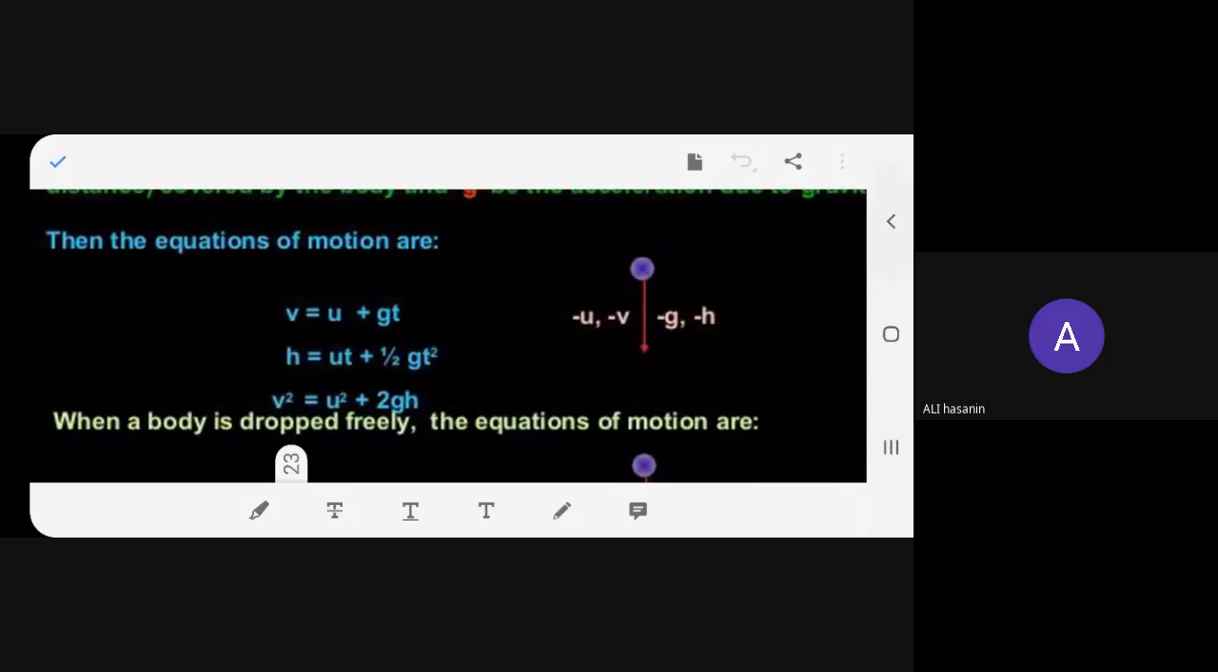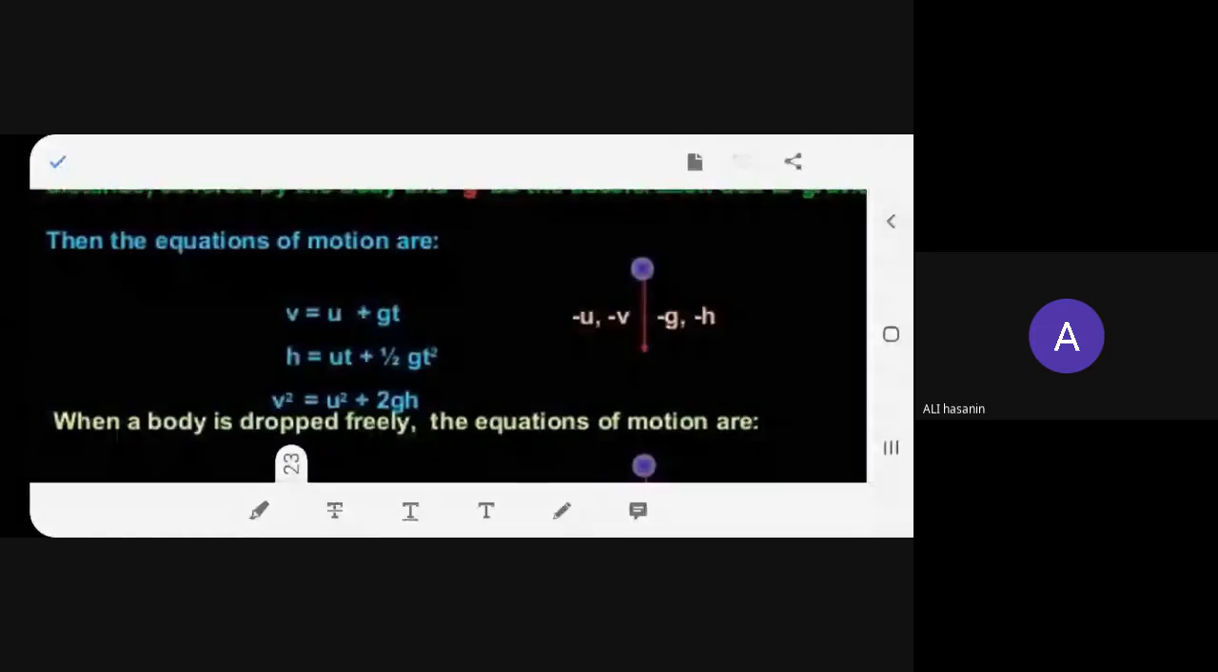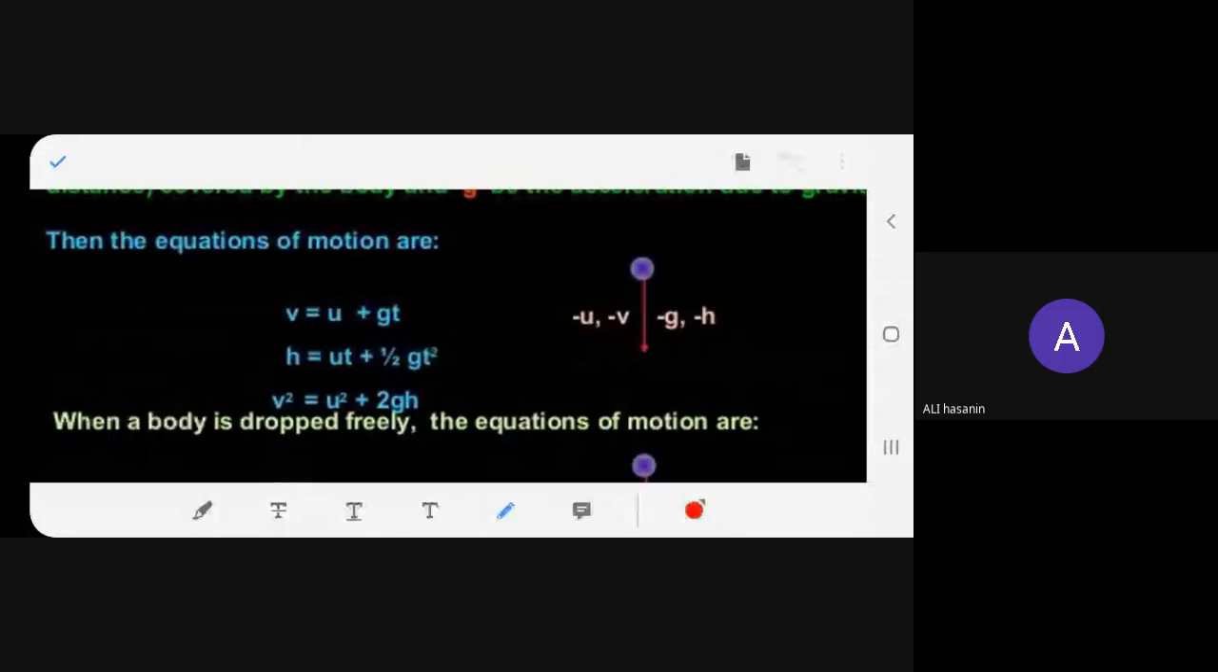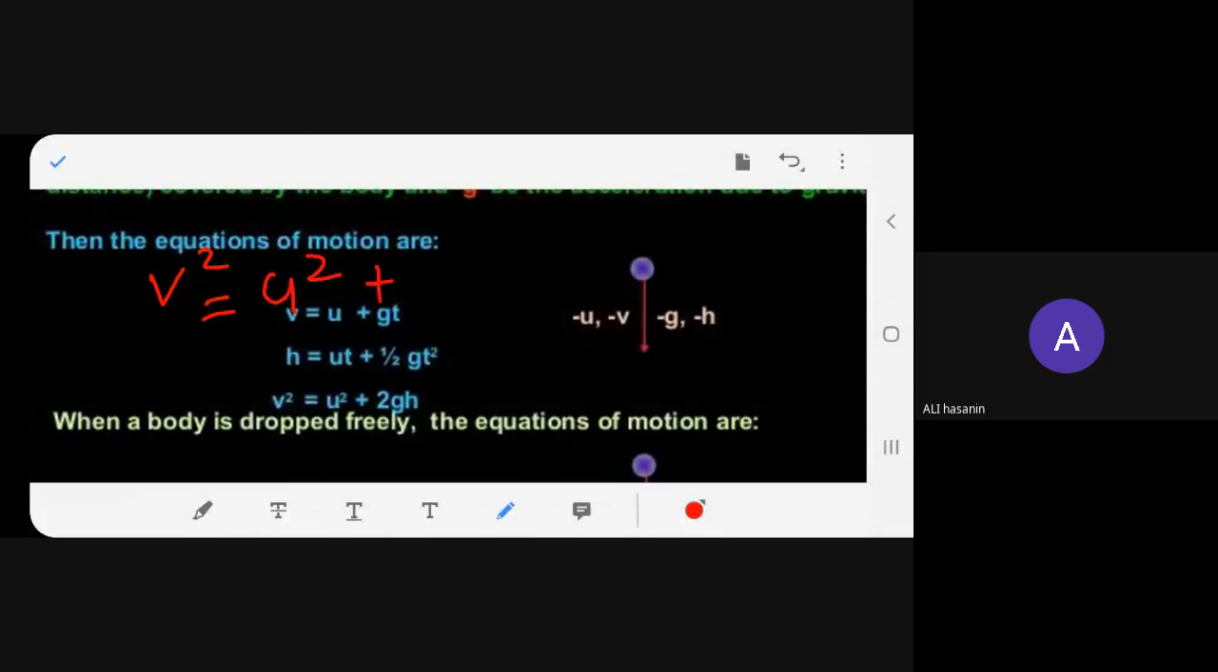Now we come to the third equation. v square is equal to u square plus 2as. v square remains v square, u square remains u square. Instead of a, we have put g. Instead of s, we have put h. Got the difference?